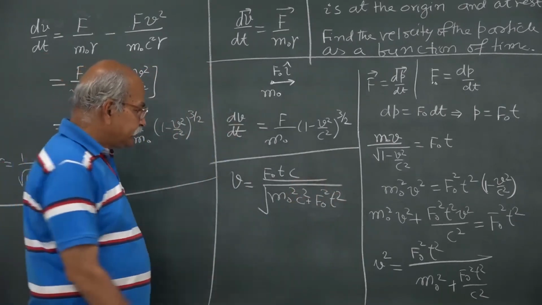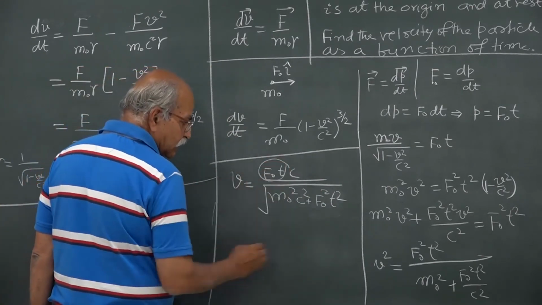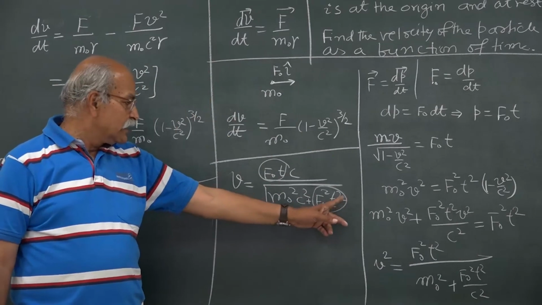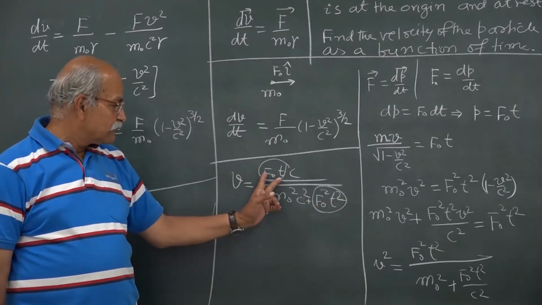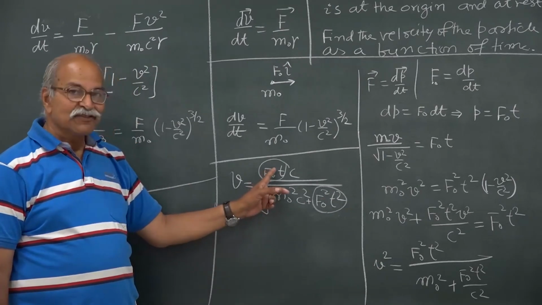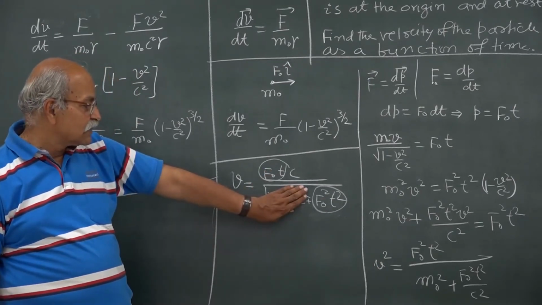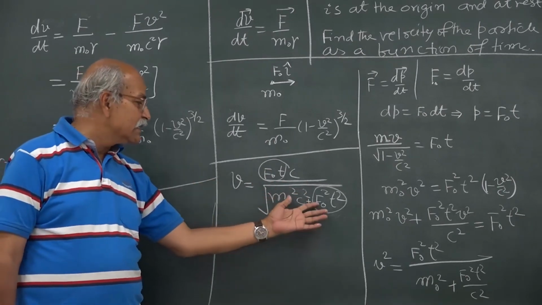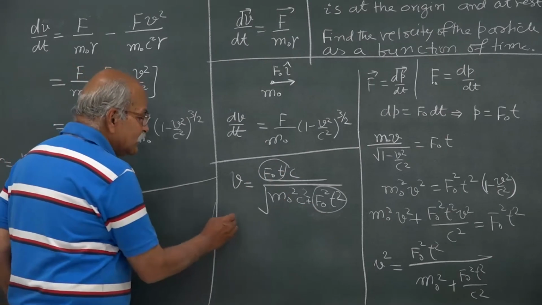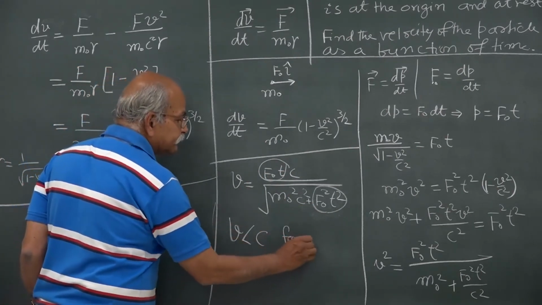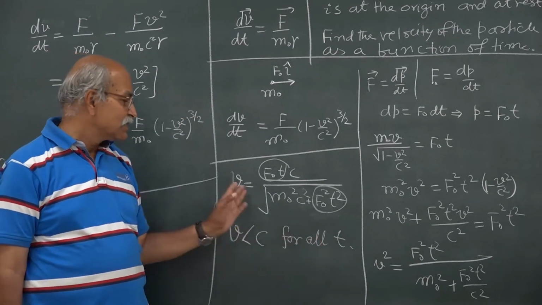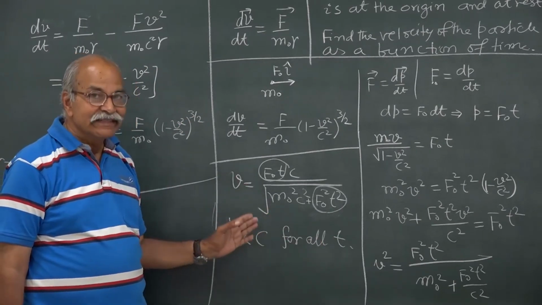So, you can see that if I compare this F naught t with F naught square t square here, the entire denominator, the square root of this quantity, will be greater than F naught t. If the other term is 0, then it is F naught t. I am adding something, that means I am increasing it, and therefore the denominator is greater than F naught t, and hence v is less than c for all t. No matter how long you apply the force, the velocity will remain less than c.